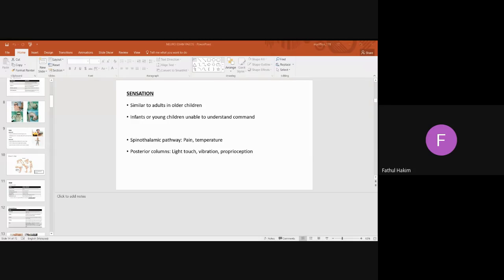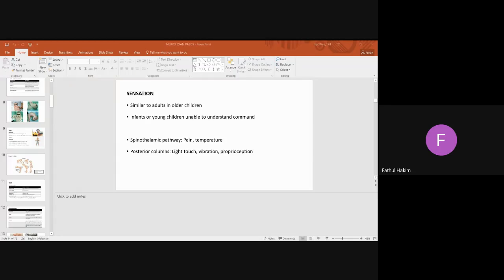And then if it is a child, I would like to proceed to Gower sign. I would like to look at how the child gets up. Of course, it must be done in supine position first. If it is a positive Gower sign, that might suggest the child has Duchenne muscular dystrophy. And also, if the child has Duchenne muscular dystrophy, the child has hypertrophy of the calf muscle.